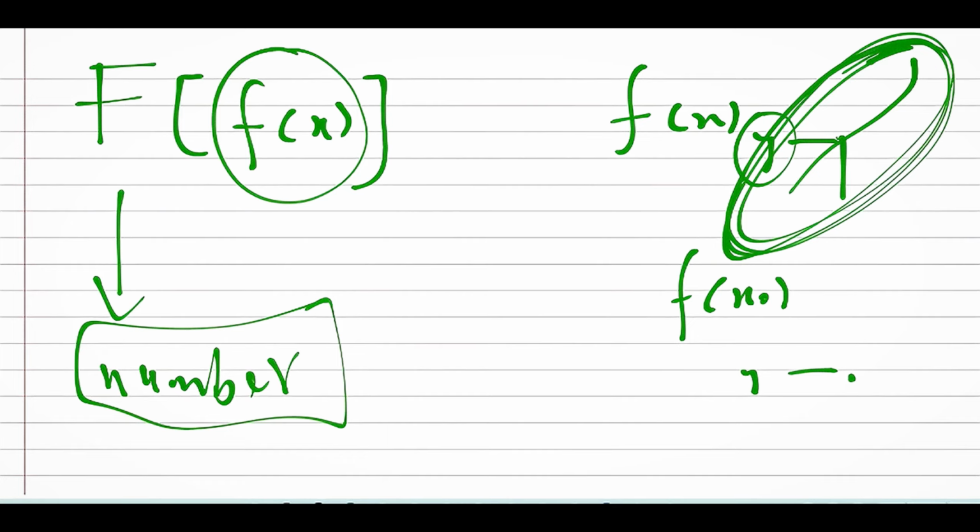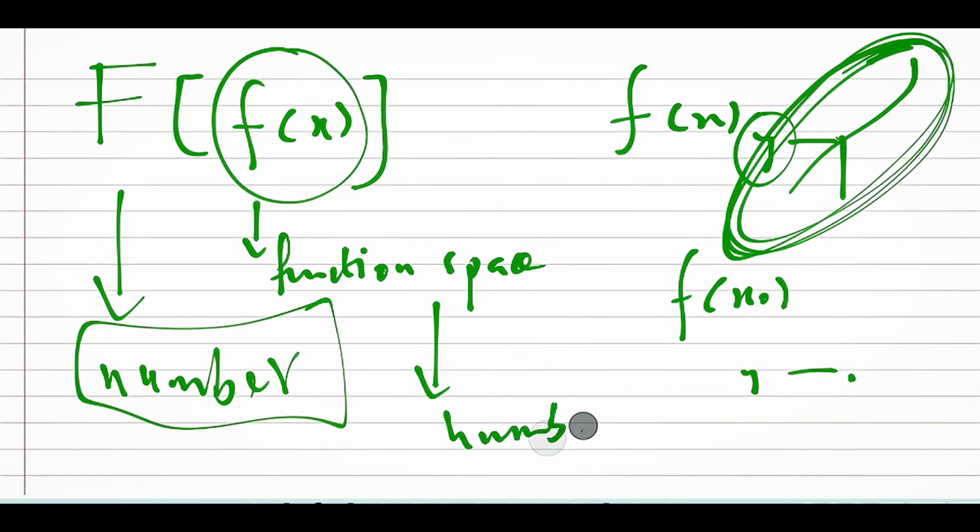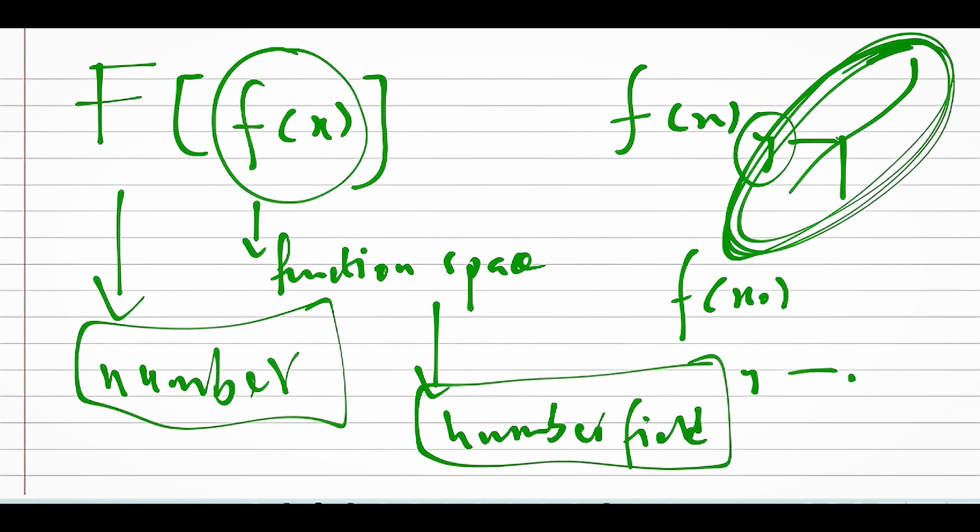So it's a mapping from a function space. It takes input in function space and it maps it into a number field. Okay, it's a mapping from a function space to a number space. And this number could be a complex number or a real number. This is the difference between the functions and the functionals.